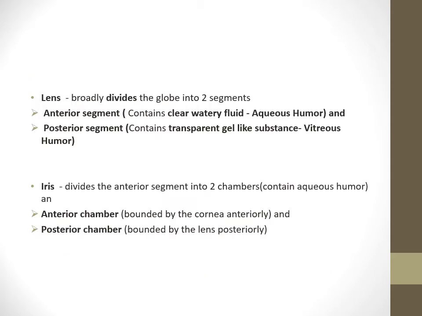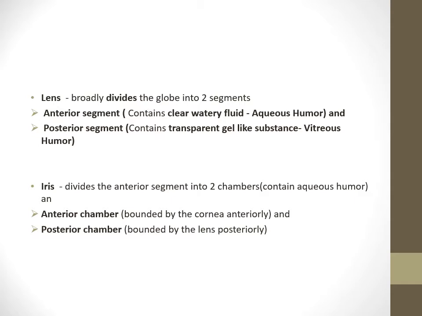The lens broadly divides the globe into two segments, the anterior and posterior segment. The part of the eyeball which is anterior to the lens is called the anterior segment, which contains a clear watery fluid called aqueous humor. The part of the globe which is posterior to the lens is called the posterior segment, which contains a transparent gel-like substance called vitreous humor.